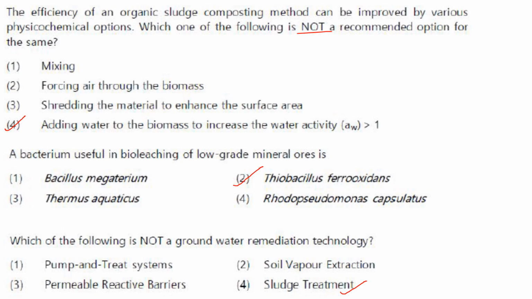Then next one. A bacterium useful in bleaching low-grade mineral ores is Thiobacillus ferrooxidans. Answer is option 2. Then next one. Which of the following is not a groundwater remediation technology? So out of these options, sludge treatment is not a groundwater remediation technology. It is wastewater treatment technology that handles semi-solid sludge.